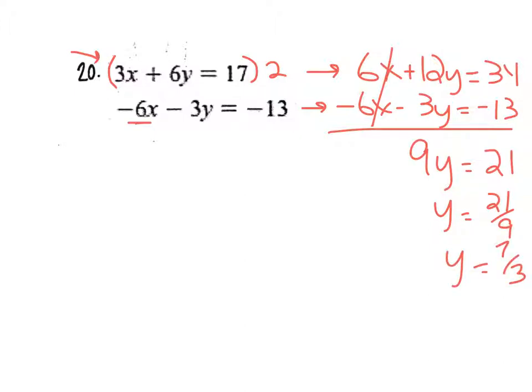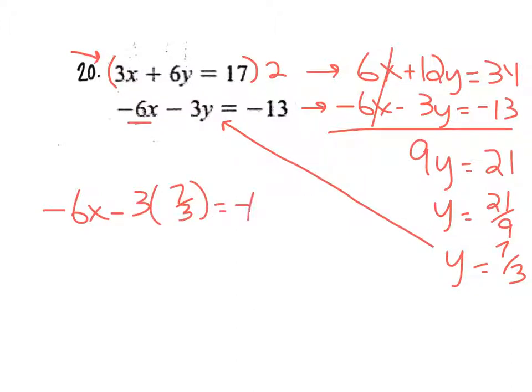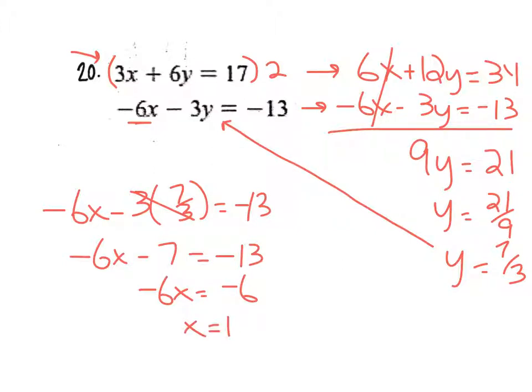Now, you got to find your x. So I'm going to take, even though it's a fraction, I'm going to take it and plug it in right there. Actually, that's good. So I'm going to go -6x minus 3 times 7/3 equals -13. And what happens here is my 3's would cancel. So I get -6x minus 7 equals -13. Move the 7 over, which is going to be -6. So x is 1. Might have been better to get the 1 first. So the answer is 1 and then 7/3.